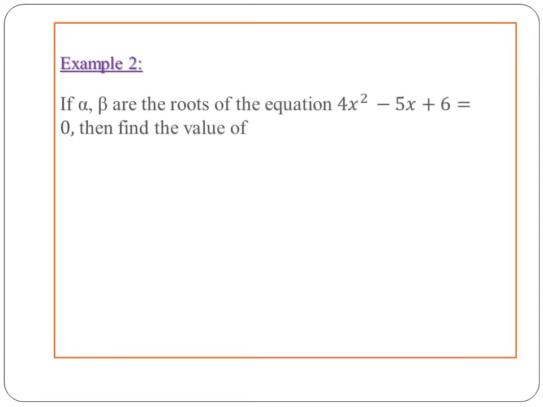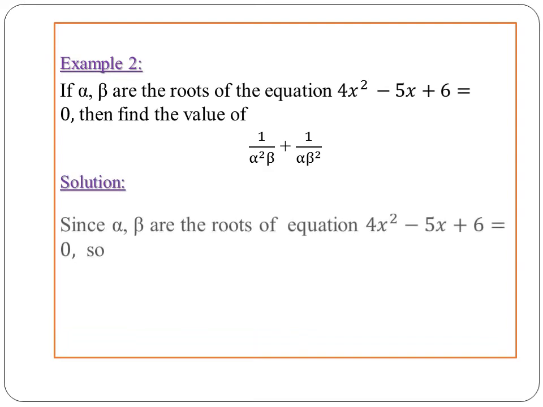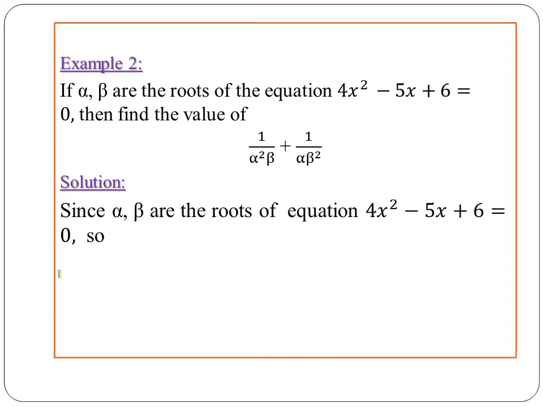Let us discuss example number 2, which is: if alpha, beta are the roots of the equation 4x square minus 5x plus 6 equals 0, find the value of 1 by alpha square beta plus 1 by alpha beta square. Moving on to the solution, we have to find the sum and the product of the roots. So, applying the formula for sum and product, we will get alpha plus beta equals 5 by 4, while alpha into beta equals 3 by 2.